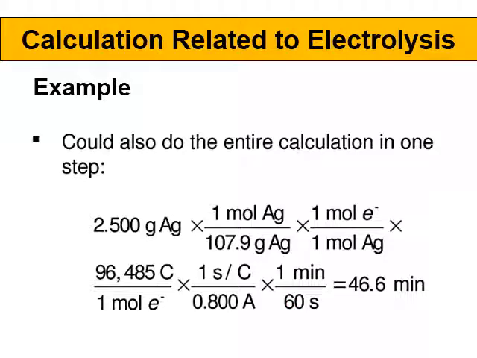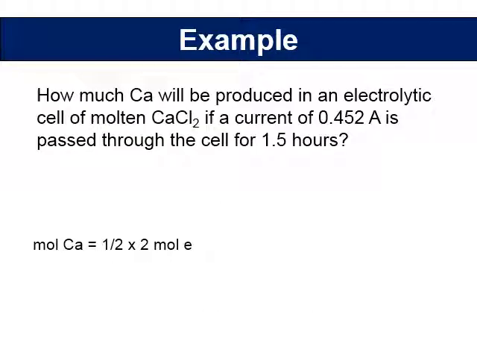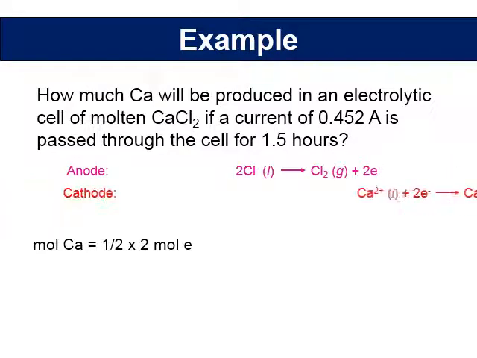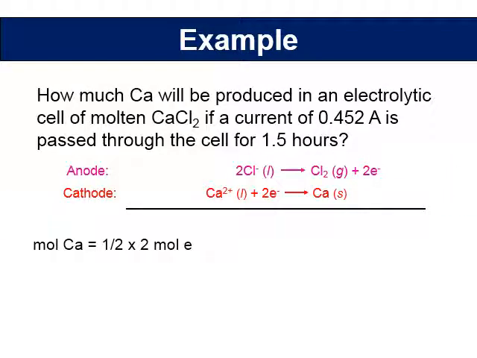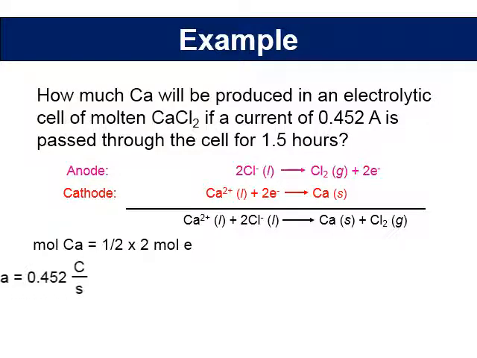This is another example you can try by yourself. If you are given CaCl2, this is the equation that you have to find first. From that you can get n.